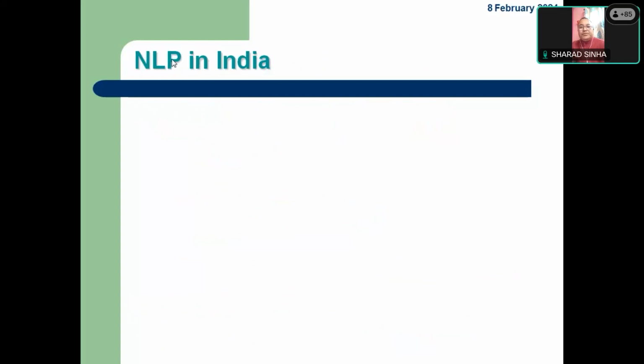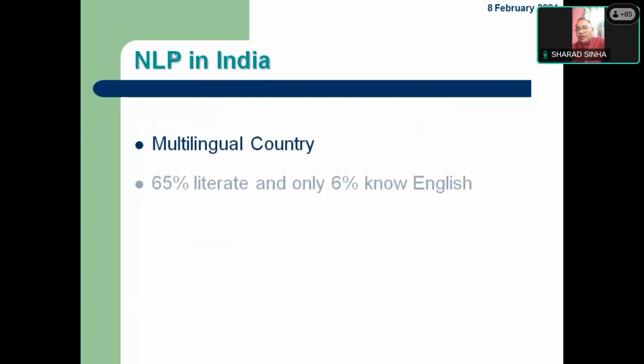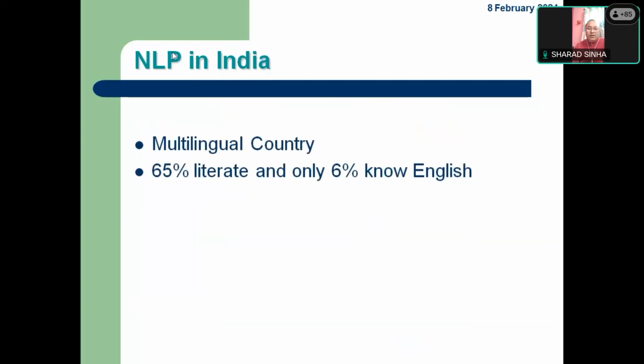So in the Indian perspective, what is being done, where is it being done? Why is NLP research given so much importance in India? It is a multilingual country. We have so many languages, not all scheduled, but still used quite a lot, and we have a large percentage of literate people who can only write their own name, and only 6% of literate people know English.